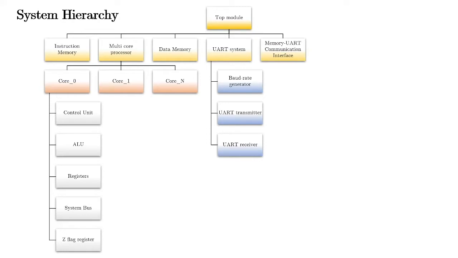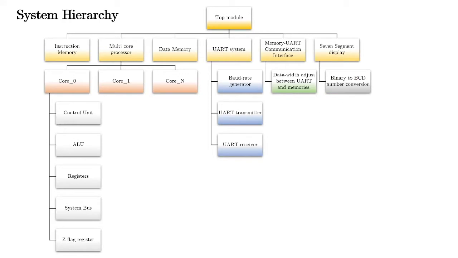There will be a memory UART communication interface to connect data memory and instruction memory with the UART system. Inside the system there will be a data width adjuster between UART and memory, and there will be a 7 segment display. To work with that, there is a binary to BCD converter, and there is another module to send the BCD values to the 7 segment display, and there is a clock cycle counter for the matrix multiplication.